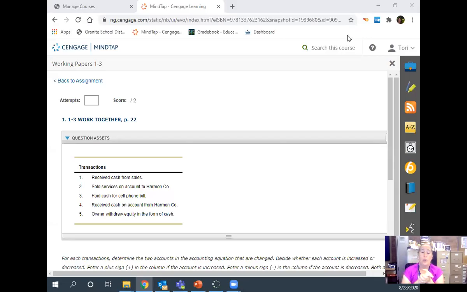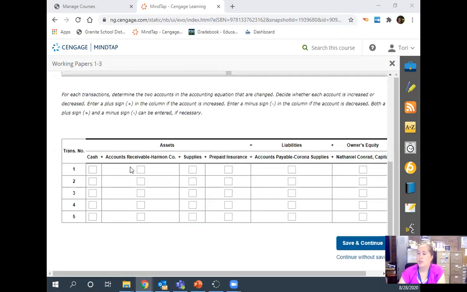Okay, 1.3, not very different, just different transactions. The other thing is down below, we're going to be doing the same thing. We're going to do plus, minus, and all on two accounts every time. Remember that. But we're going to actually put it in the account that it says to put it in, such as cash or accounts receivable.